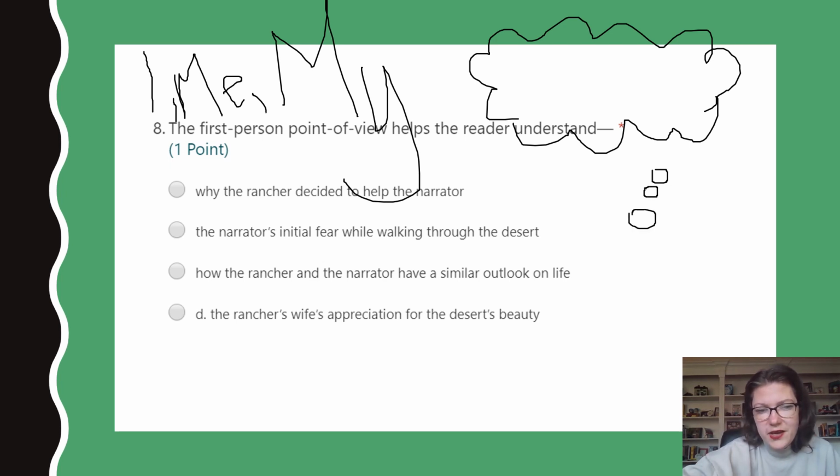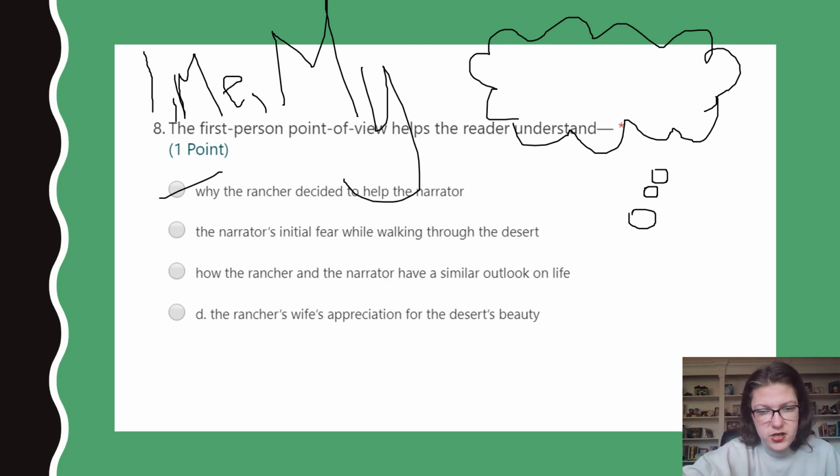So why the rancher decides to help the narrator? Do we know the rancher's thoughts and feelings? No, so that cannot be the right answer. The narrator's initial fear while walking through the desert. Do we know her thoughts and feelings? Yes. So that could work.